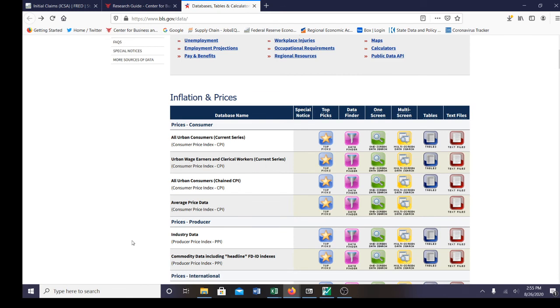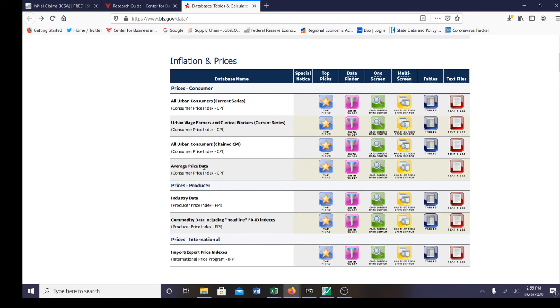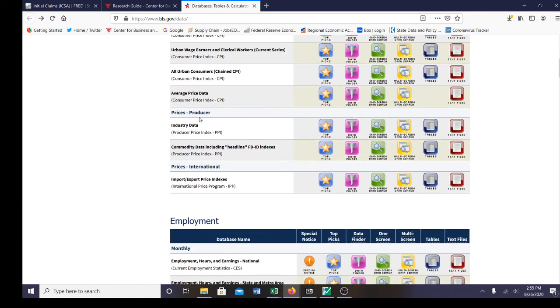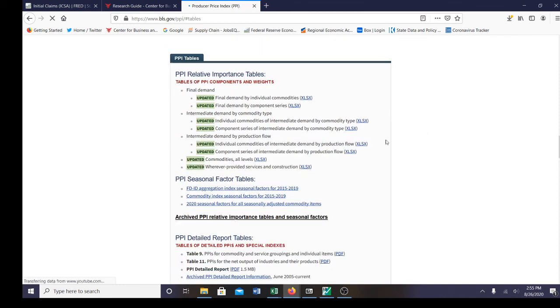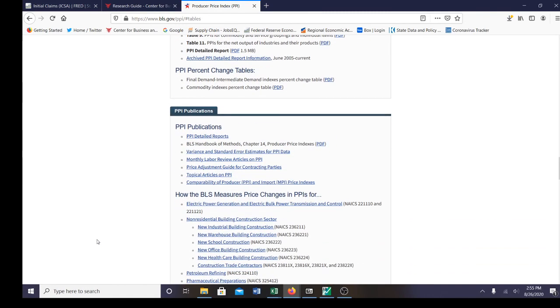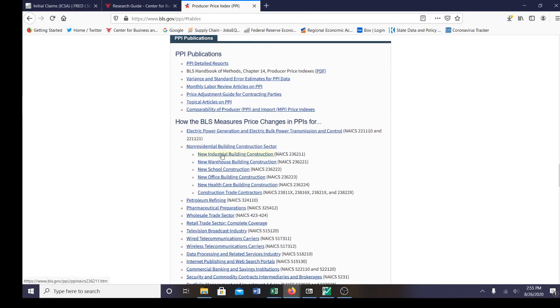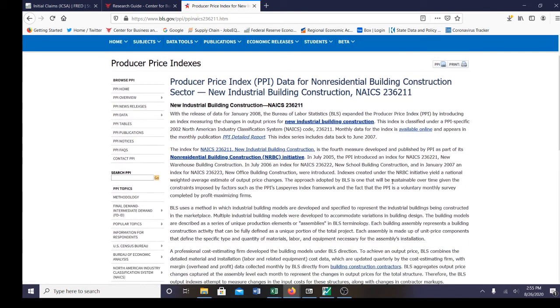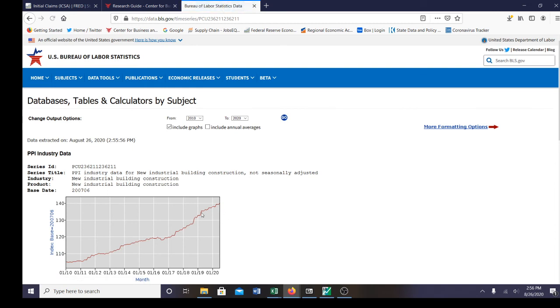These are urban wage and clerical workers, all urban consumers, average price data, industry-specific price indices. These are the producer price indices. They used to be called the wholesale price index. So they will tell you specifically how changes are occurring at individual industries. So let's see, new industrial building collection, what do they say? Go to their online source to see what the index looks like. And you can see the source of base data from the Bureau of Labor Statistics.